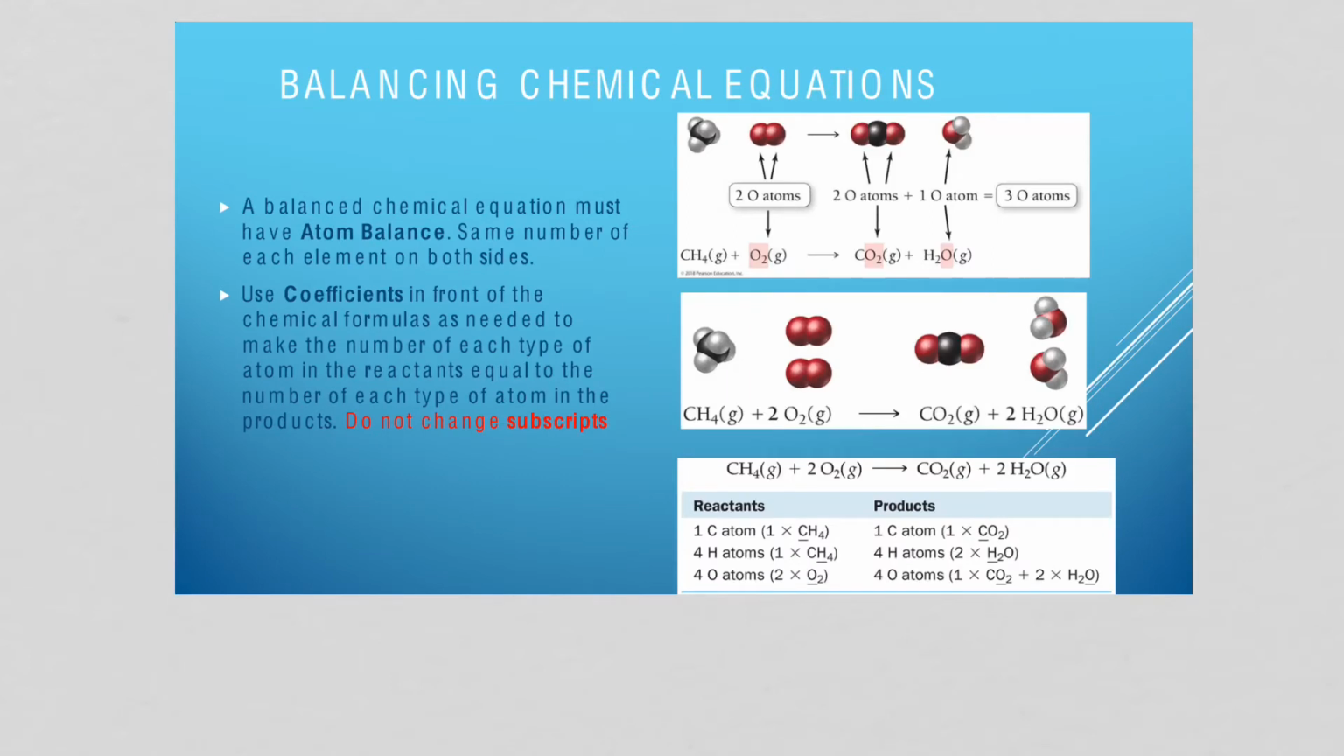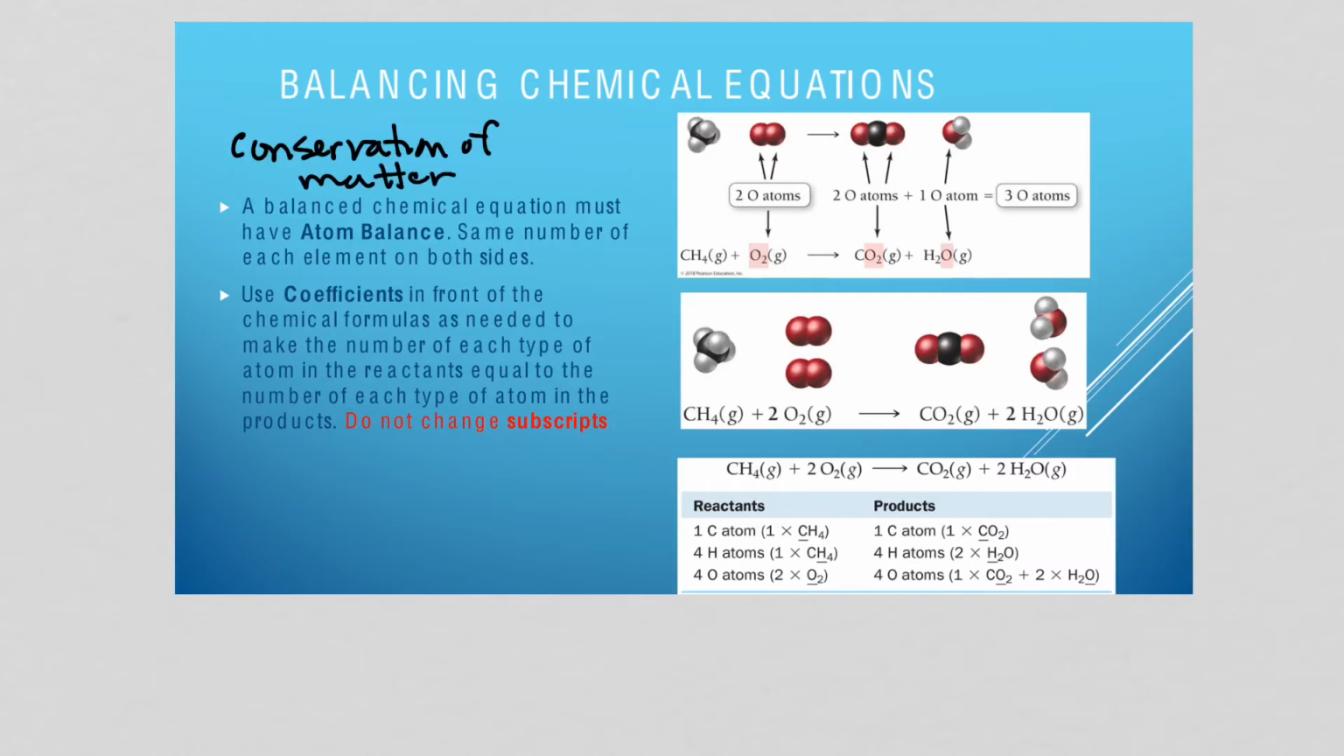Now, we must balance a chemical equation. So, what do I mean? When we write out a chemical equation, it must be balanced. So, atom balance is the key, right? We can't just write that one thing forms another thing, right? We have to show conservation of matter.